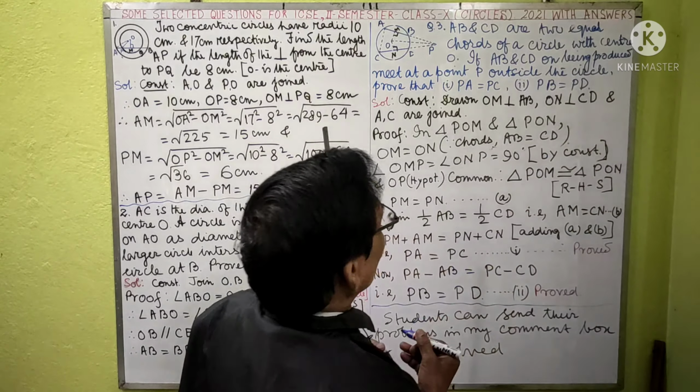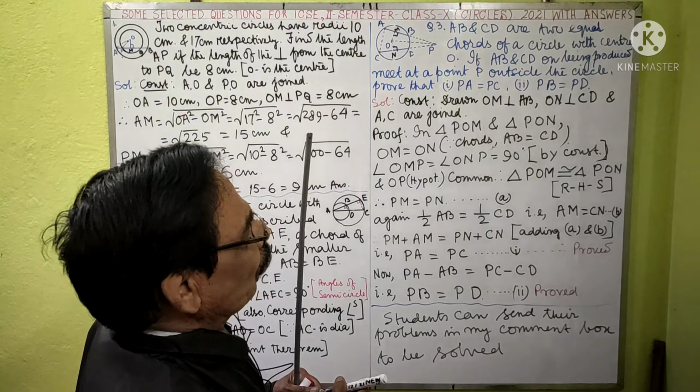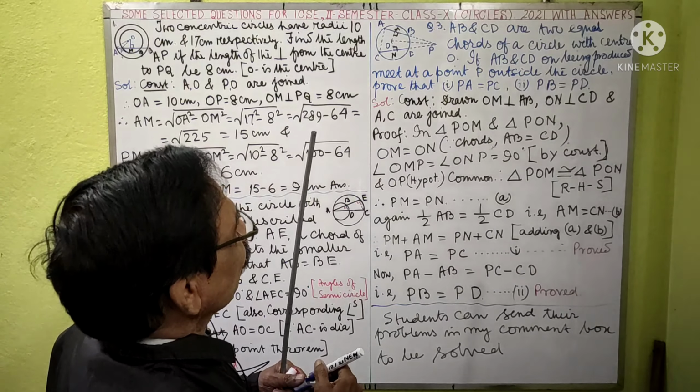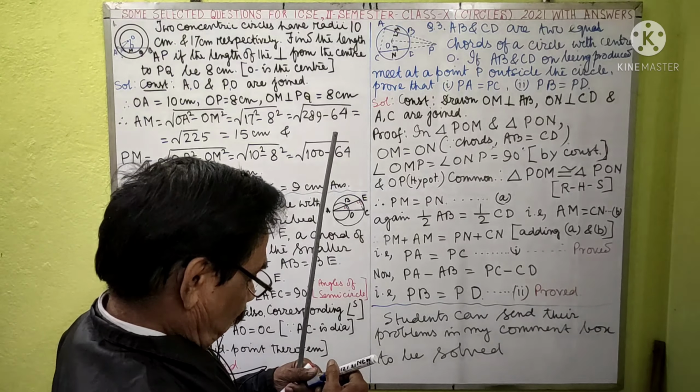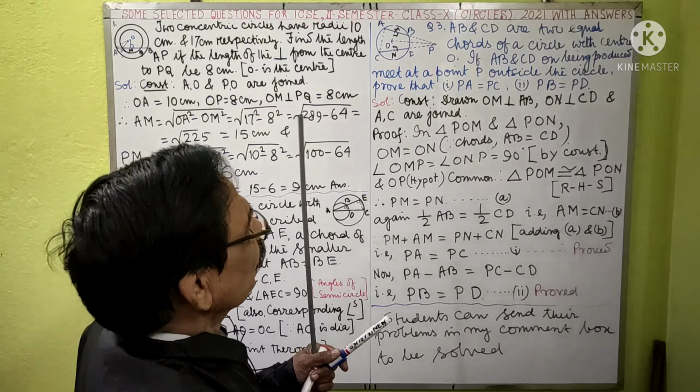If AB and CD, on being produced, meet at P outside the circle. When AB and CD are produced, they meet at P, which is outside the circle. We have to prove that PA equals PC and PB equals PD.